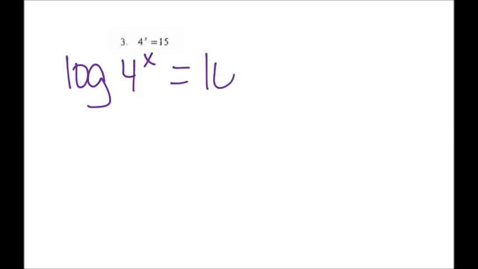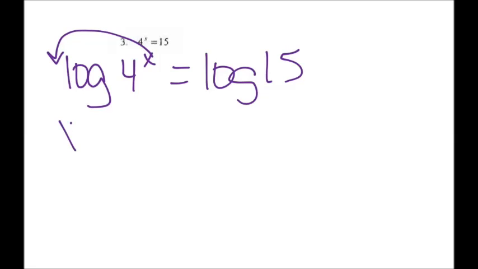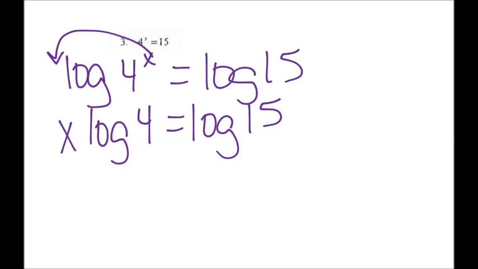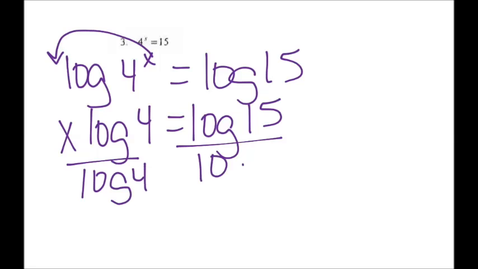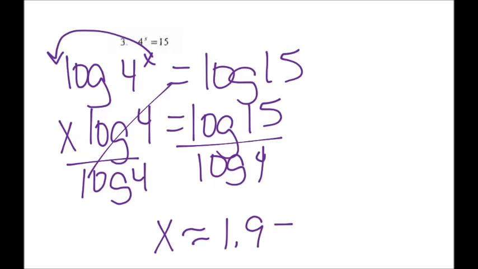So for 4 to the x equal 15, you're going to put a log on both sides. So log of 4 to the x equals log of 15. You're going to move your exponent, so x times log of 4 is equal to log of 15. You're going to divide both sides by log of 4 so that you will have x by itself. So you take your calculator and you go log 15, close parentheses, divided by log 4, enter. And you get x is approximately 1.95.